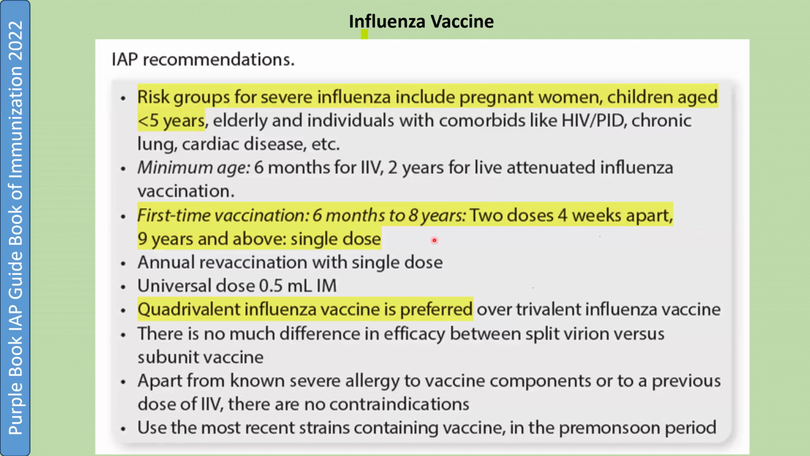Therefore, we should be giving it at what time? Our monsoon starts in June, is it not? Yes. Yeah, May end we should be giving it. But the first dose can be given anytime after 6 months.